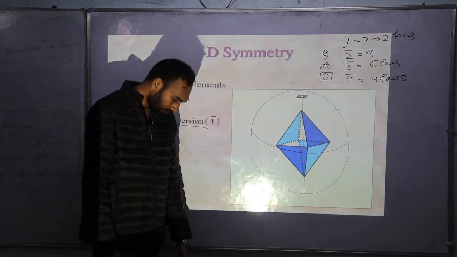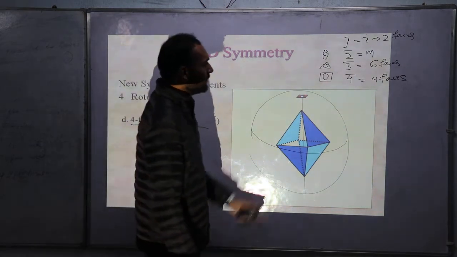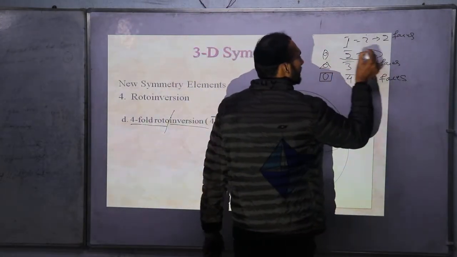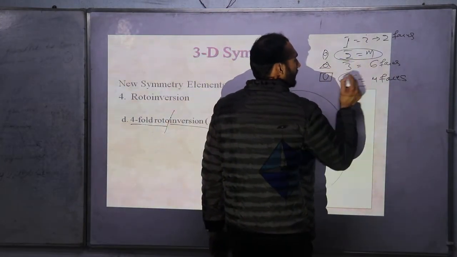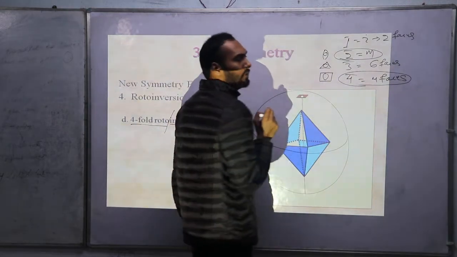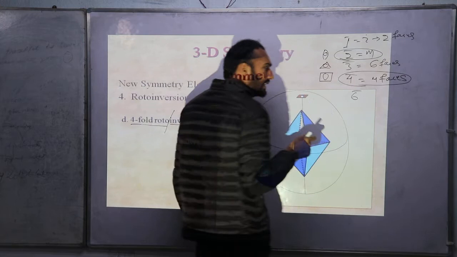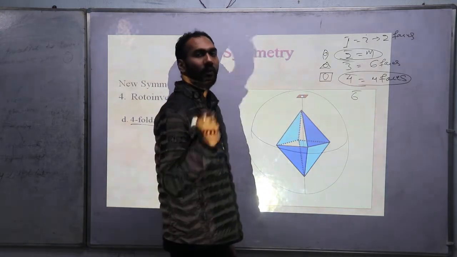Okay, so if we use roto-inversion for each even one, twofold and fourfold, then we will go to 6 bar. At 6 bar also the symmetry will be reduced.